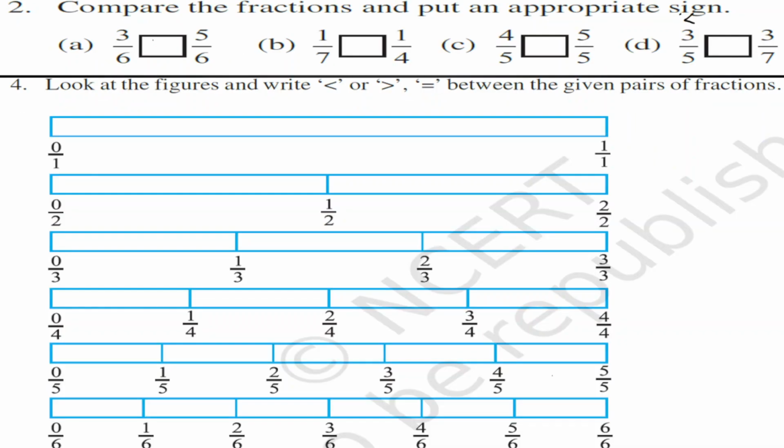And compare the fraction and put appropriate sign. Here these are the like fractions, so greater numerator is greater, smaller numerator is smaller. This 3 is less than 5, so 5 by 6 is greater than 3 by 6.